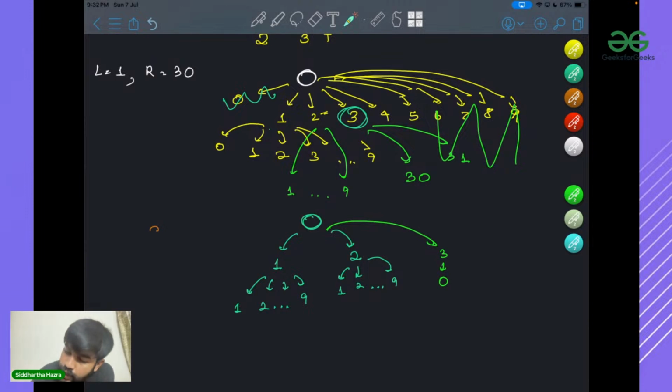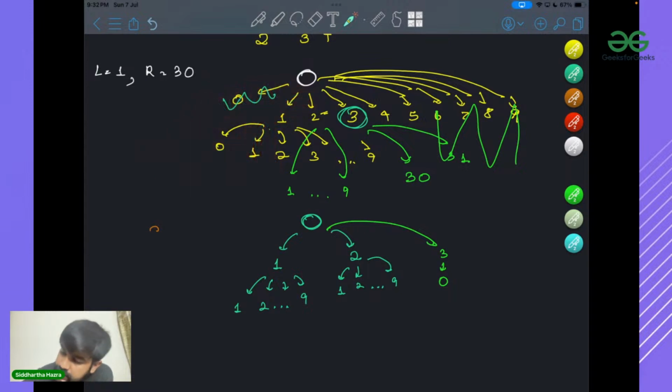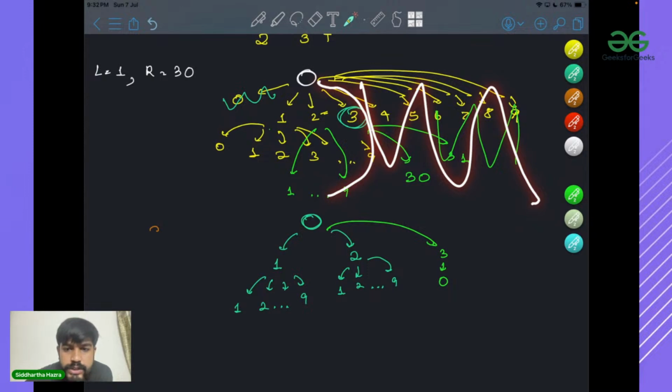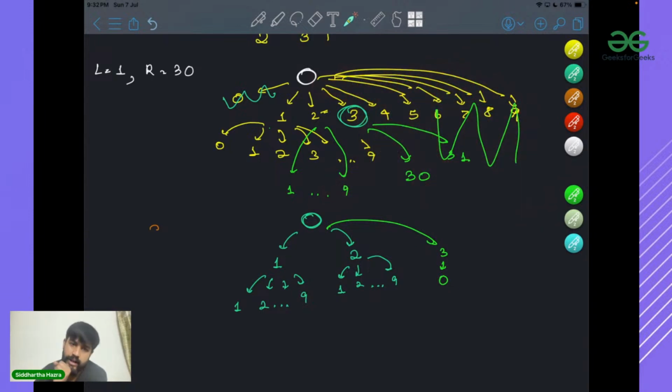Okay, fair enough. So if you observe, this is telling me that you can't go outside of this boundary. If you go outside of this boundary, the value would be less than L. Same goes for here. We were not able to go to any values on this side. So basically it is telling me that if you go outside this boundary, you would have values greater than R. That is why we have the concept of tight in digit DP. Tight from L or tight from R.